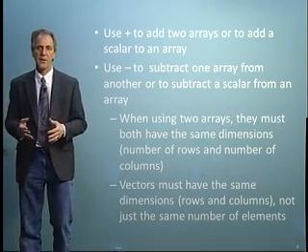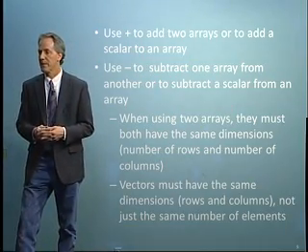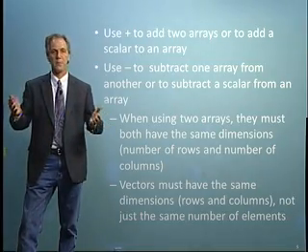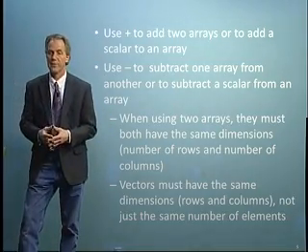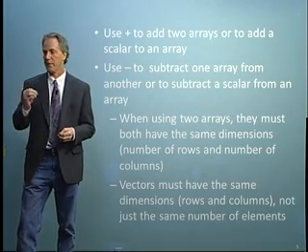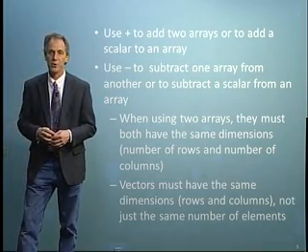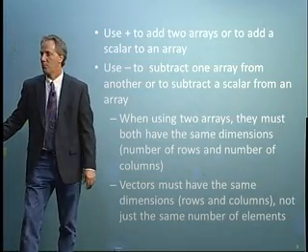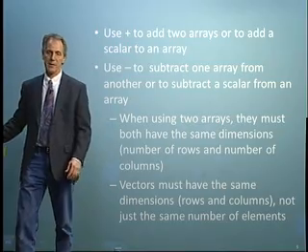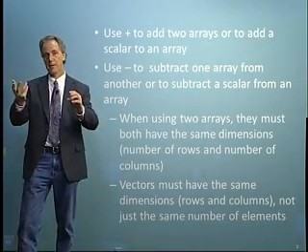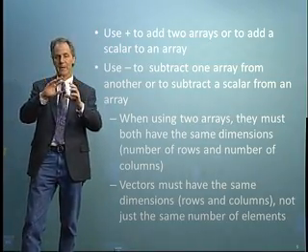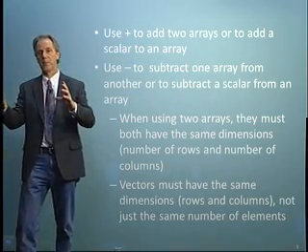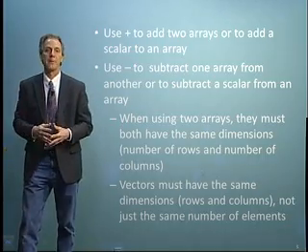As far as some math operations, use the plus sign to add two arrays or add a scalar to an array. It works pretty much the same whether you're dealing with matrices or regular arrays. It's going to work element by element. Use the minus sign to subtract a scalar from an array. The thing to keep in mind, if you're using a scalar and an array, is that the scalar will be added or subtracted from every element of the array. So if you do an array minus a number, that number will be subtracted from every element in the array.